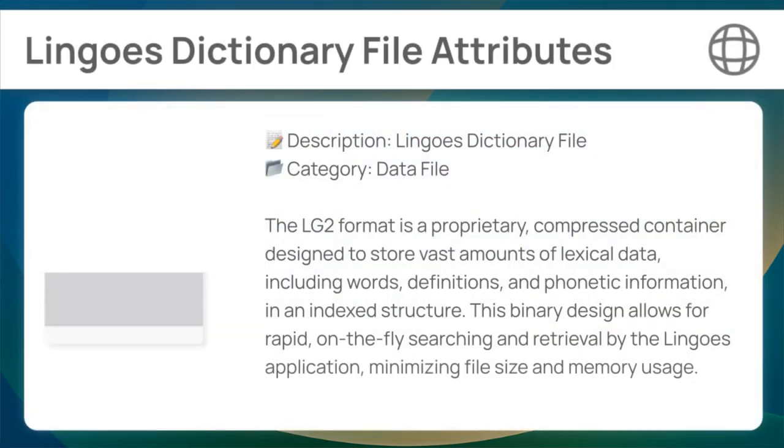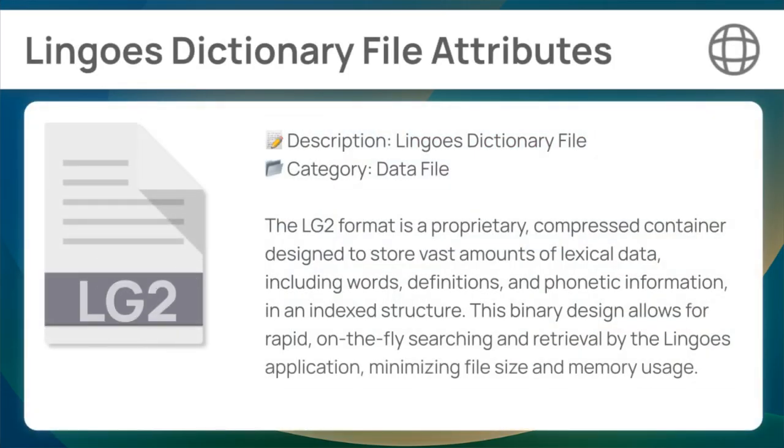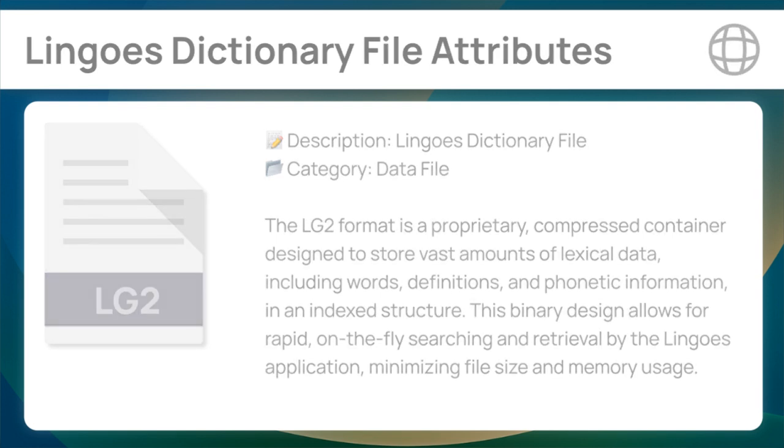The LG2 format is a proprietary compressed container designed to store vast amounts of lexical data, including words, definitions, and phonetic information, in an index structure. This binary design allows for rapid, on-the-fly searching and retrieval by the Lingoes application, minimizing file size and memory usage.